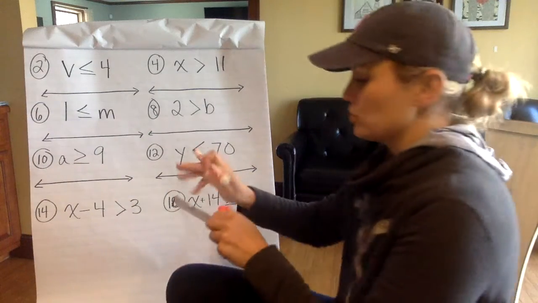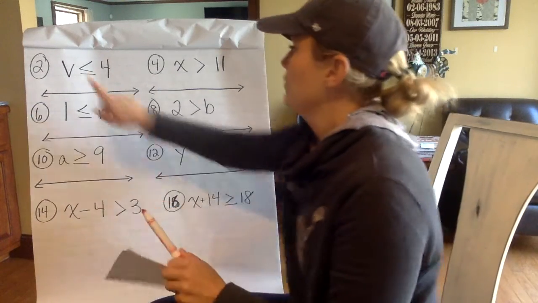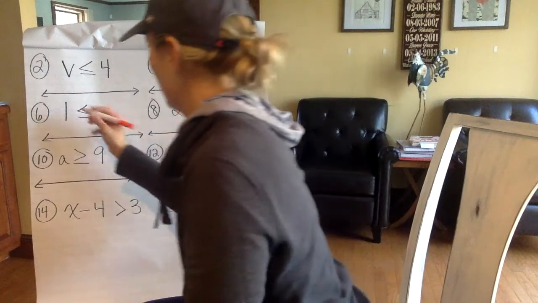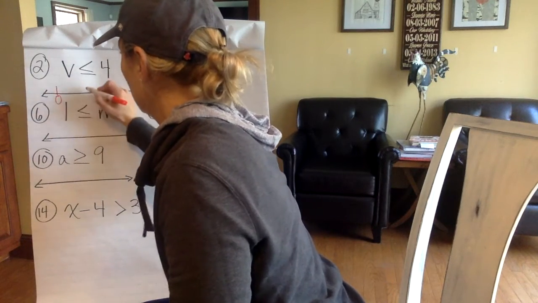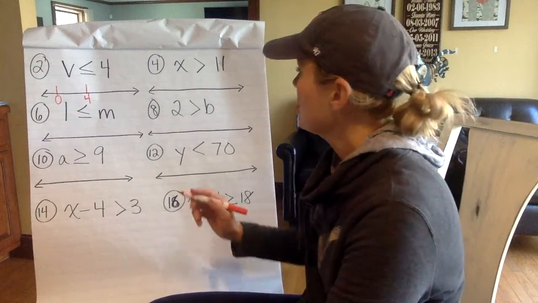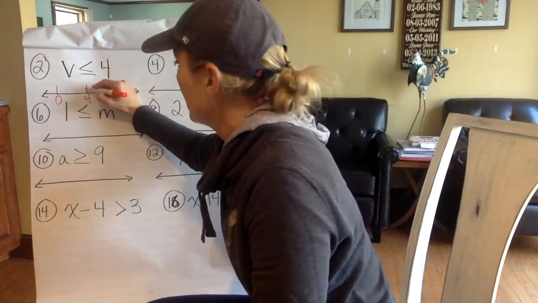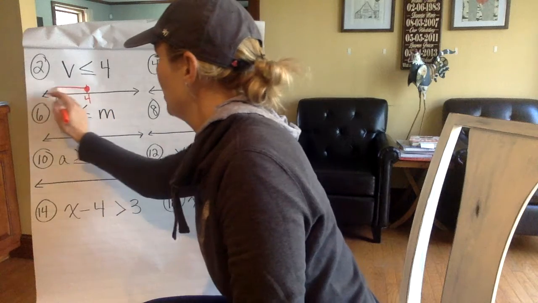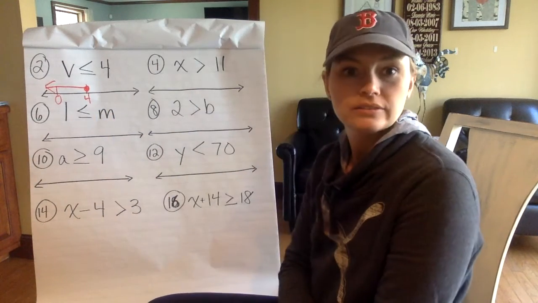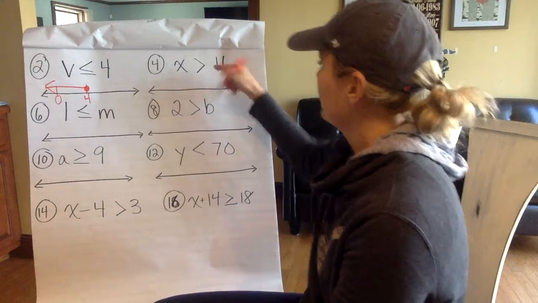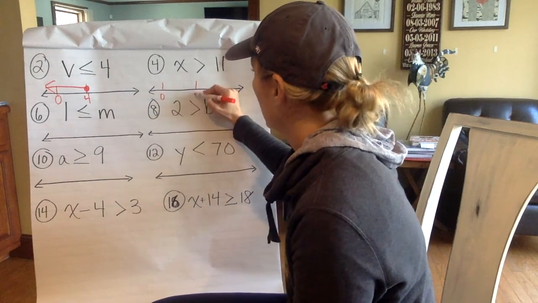So in question number 2, if I have v is less than or equal to 4, my location is 4. I'll put a 0 just to give some context, but I don't need to stress about these number lines too much. It is going to be a closed dot, and it's saying that v is less than, and the less than numbers are off to the left-hand side. In number 4, x is greater than 11. Again, I'll put a 0 just for some context.